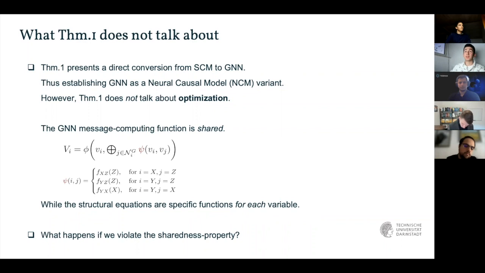And also there's another problem that this message computing is shared, right? And this is the key thing here. So essentially you have to have a lookup table in this function, right? And this is rather difficult to learn because all of these structural equations have, for each of the variables, a specific function. So that's kind of what motivated us to look at something else.